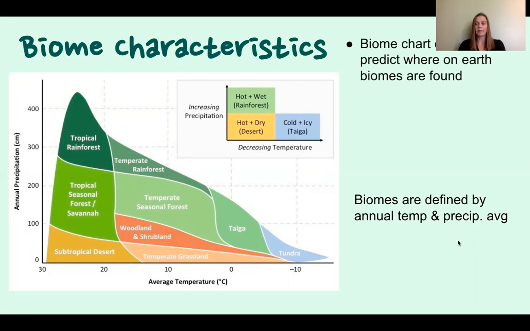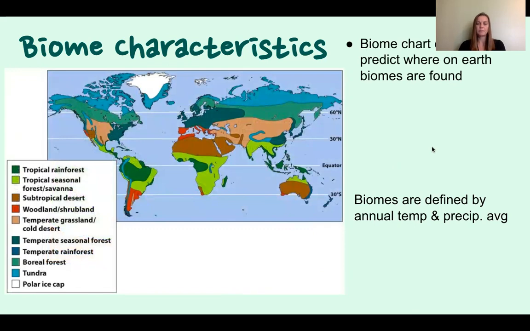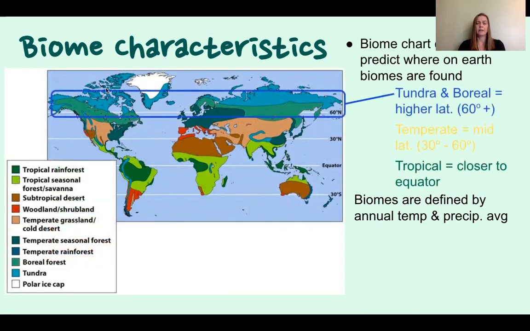Now, if we look at this biome, this can also kind of predict where on Earth those biomes are going to be found. So let's take a look at a map of our biomes. And you can see that here at the high latitude, so 60 degrees north of the equator and farther, we have boreal forests or taiga and tundra. So those are the coldest biomes, which makes sense that they're the farthest from the equator because they have the least insulation. And then between 30 degrees and 60 degrees, both north and south of the equator, we get our temperate biomes. So we have temperate grasslands, we have woodlands and shrublands.